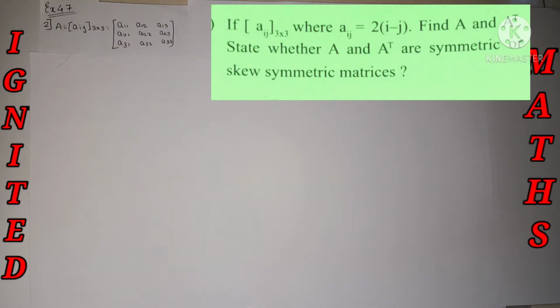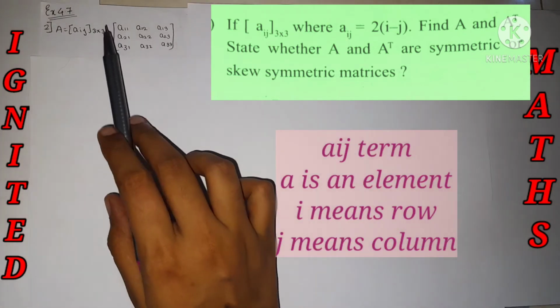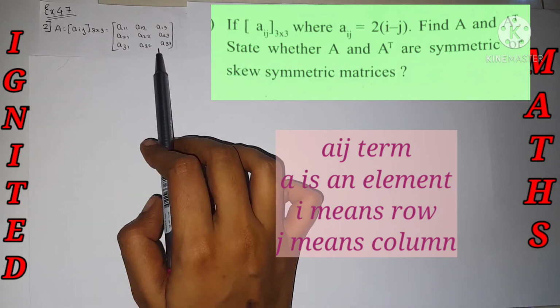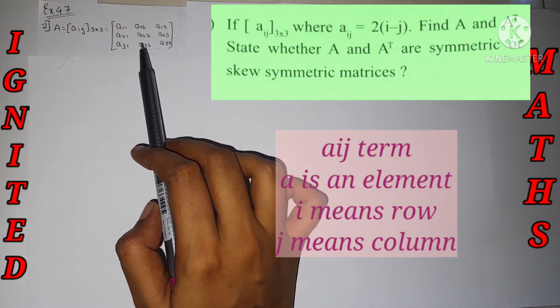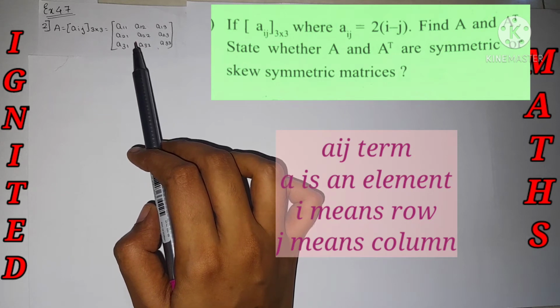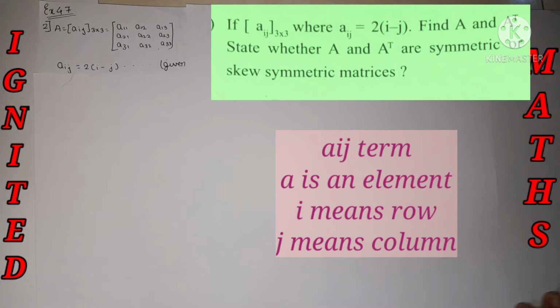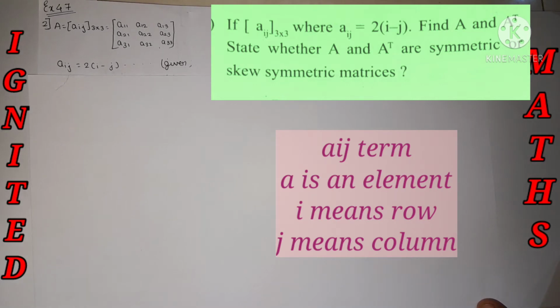And now in exercise 4.7, I took the second sum. It's based on Aij. It says that the Aij matrix is of 3 cross 3. Yes, it contains 3 rows and 3 columns. This is what we need to construct according to the question given. They have given the certain values, where Aij is equal to 2 of (i minus j). It's given in the question part.